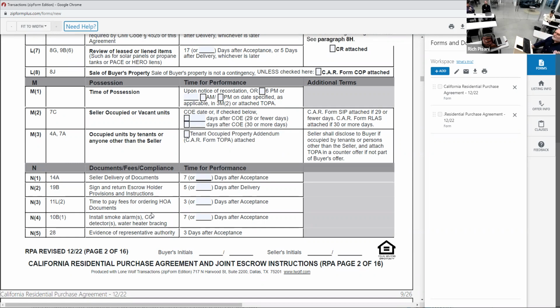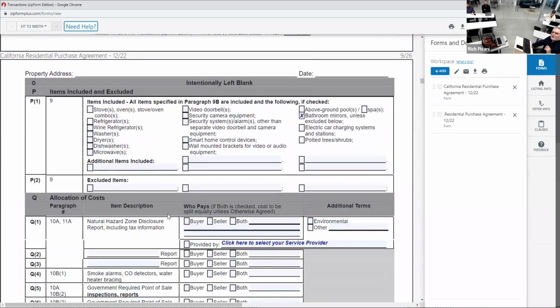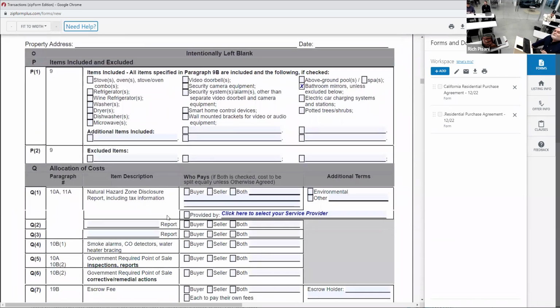So before moving on to the next page, any questions? No. Okay. So items included or excluded. Just you're checking off what's included, I'm sorry. First is included. What does the buyer want included? Make sure you check everything off that they want included.